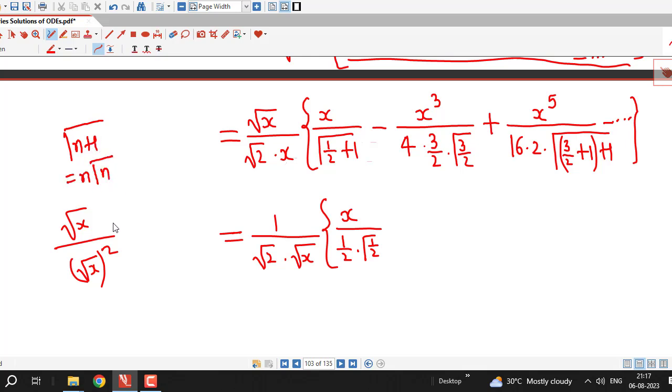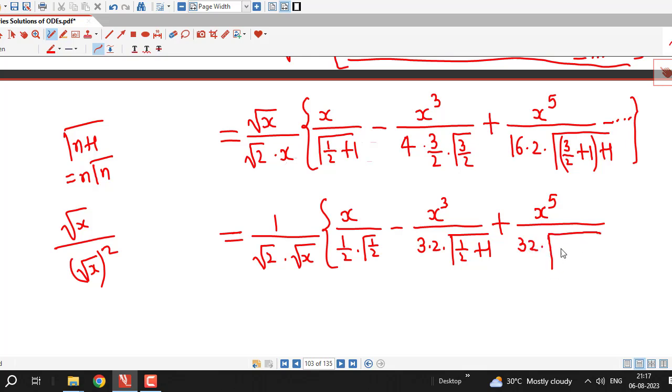Gamma n plus 1 is n gamma n, minus, let's see what we obtain here. Here this 2 will get cancelled, and here I will have 3 into 2, and gamma 3 by 2 again I can rewrite as gamma 1 by 2 plus 1 plus x raised to 5, this 16 into 2, that is 32, and this becomes 3 by 2 plus 1 is 5 by 2 plus 1, and so on.